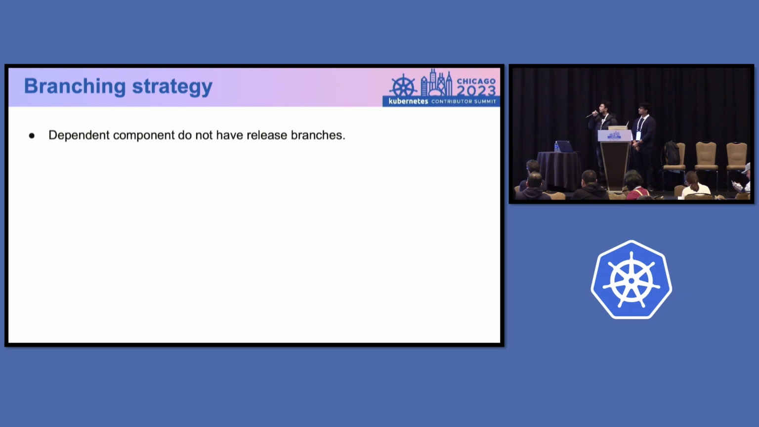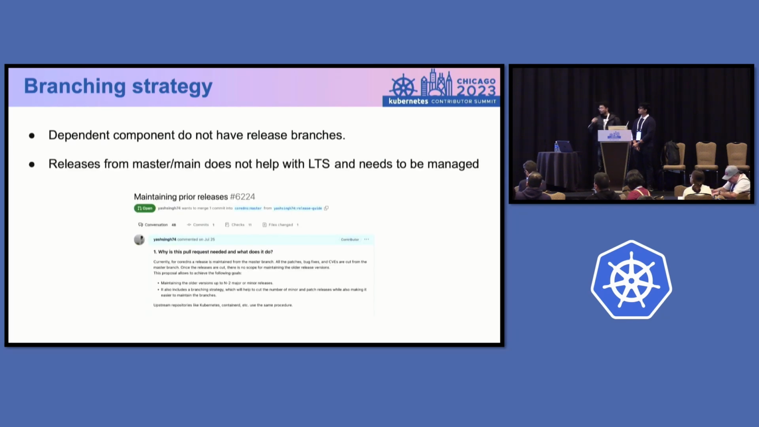Next, the dependent components do not have the release branches that we have discussed right now. The releases from main and master don't help with LTS and need to be managed. The main and master branches are essentially maintained by them, but there are not many maintainers who are ready to support release branches, and also not many changes are happening in the repo. Because of that, they are not ready to start creating release branches and cutting releases from them.